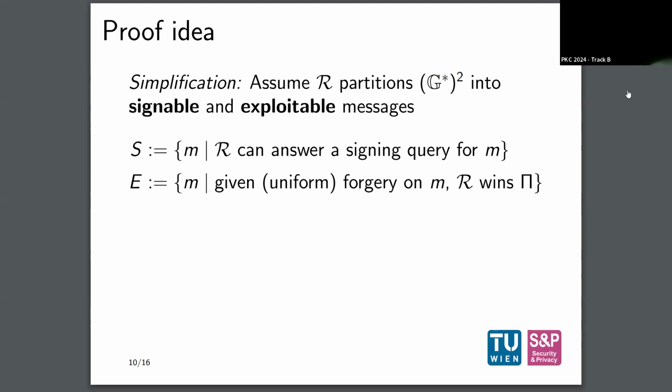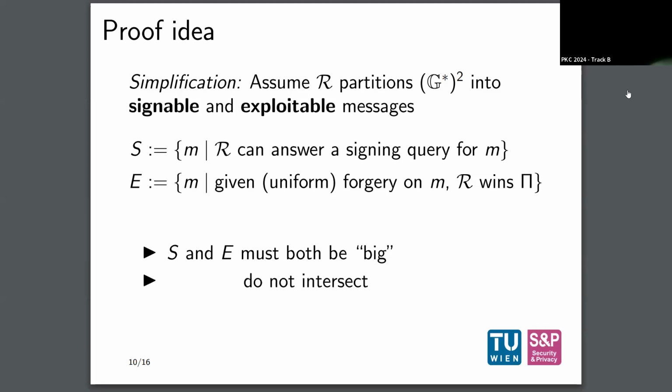And now immediately we can make two observations. If the reduction were to be a successful reduction, then both sets must be big. If the set S were small, then if the forger asks for a signature on a message but the reduction cannot provide the signature, the forger can just abandon and has won the game in that instance. While for E, per definition, if there are no messages for which a forgery helps R to win the problem, then R doesn't win the problem very often.